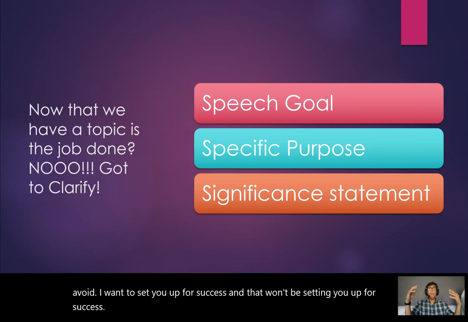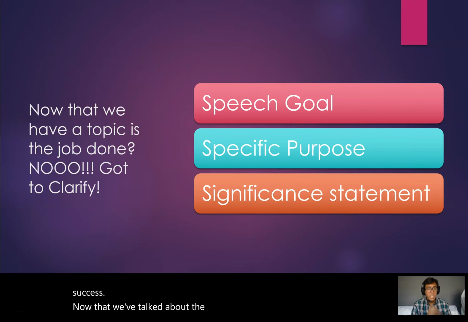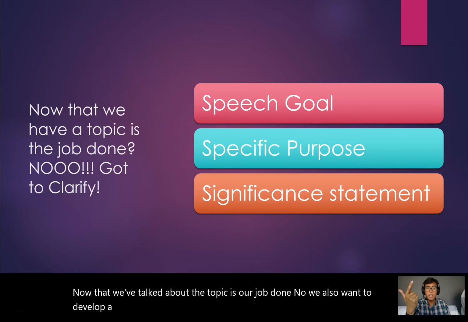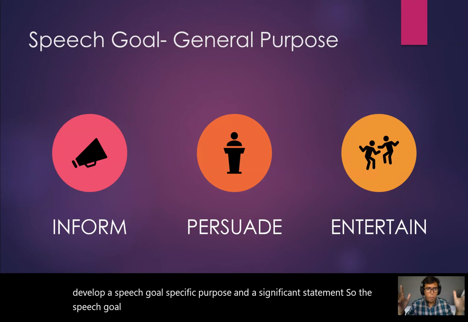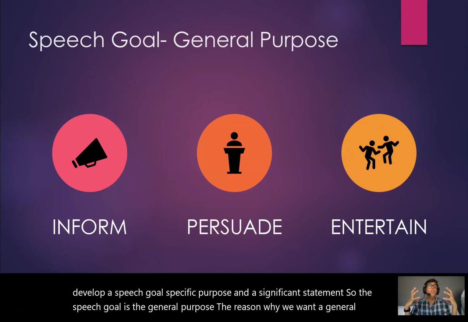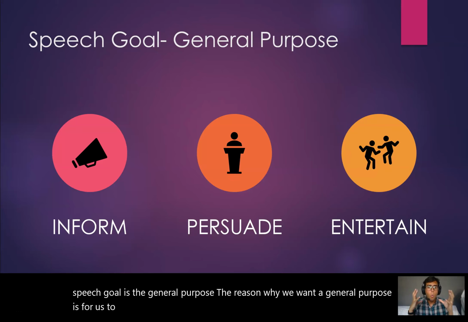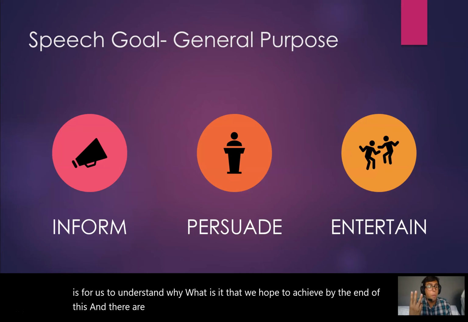Now that we've talked about the topic, is our job done? No, we also want to develop a speech goal, specific purpose, and a significant statement. So, the speech goal is the general purpose. The reason why we want a general purpose is for us to understand why. What is it that we hope to achieve by the end of this? And there are three basic general purposes: to inform, to persuade, to entertain.